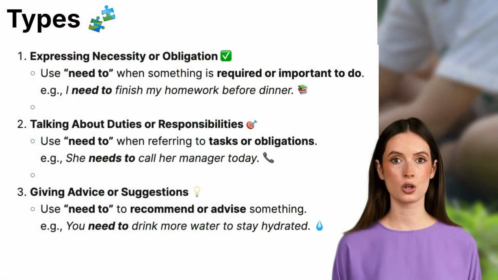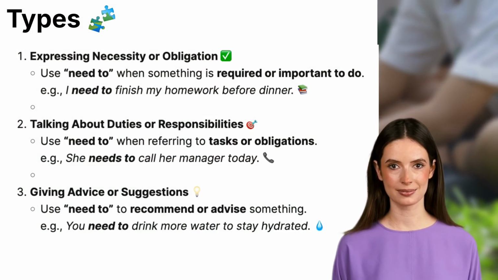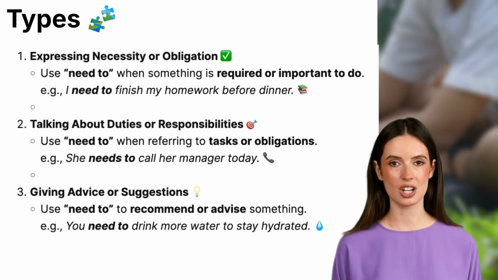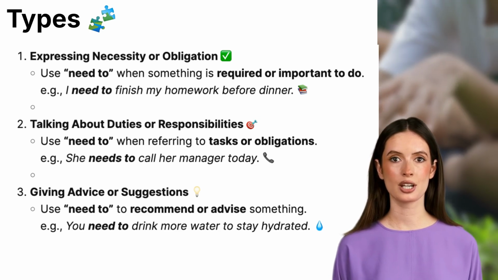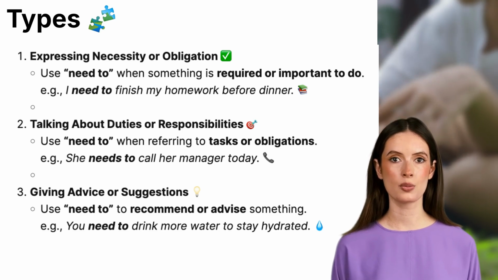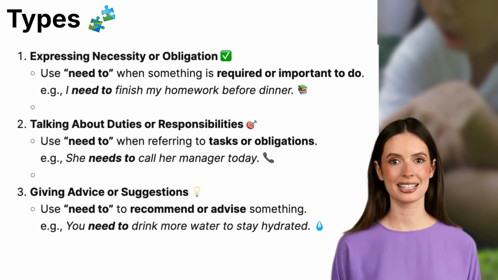In this section, we'll go over the 5 key ways to use need to with clear explanations and examples. Let's dive in. 1. Expressing necessity or obligation. Use need to when something is required or important to do. Example: I need to finish my homework before dinner. This means that completing the homework is necessary before eating dinner.